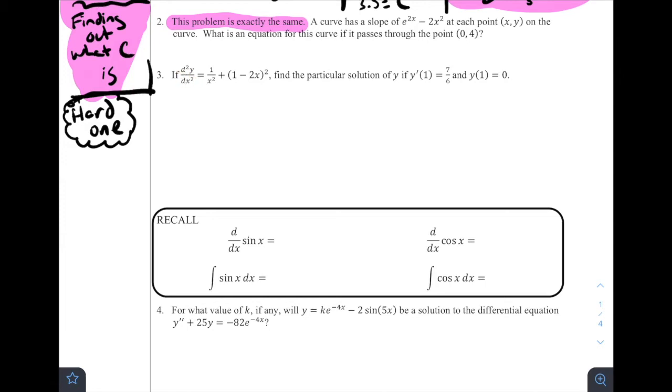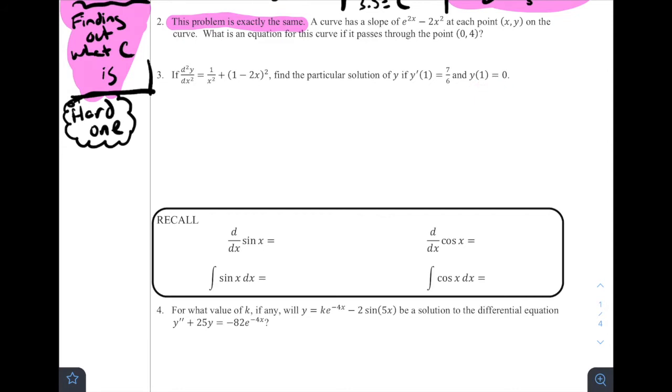So if d squared y over dx squared, so the second derivative, is equal to 1 over x squared plus 1 minus 2x quantity squared, find the particular solution of y if we know that y prime of 1 is equal to 7 over 6 and y of 1 is equal to 0.